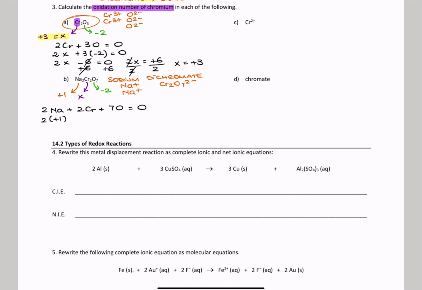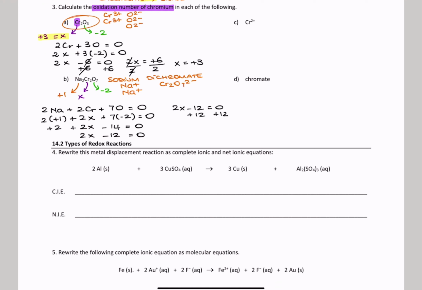Oxidation number of Na is +1. 2 times X, because we don't know the oxidation number of Cr, plus 7 times -2, and this is equal to 0, -2 being the oxidation number of oxygen. Therefore, +2 plus 2x minus 14 equals 0. 2x minus 12 equals 0. So again, we have 2x minus 12 equals 0.